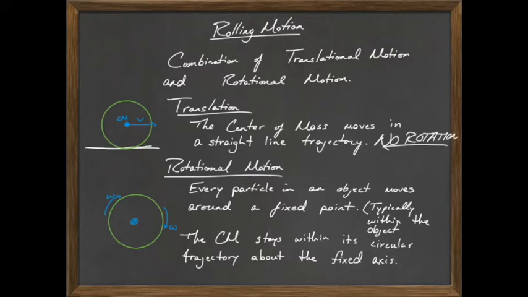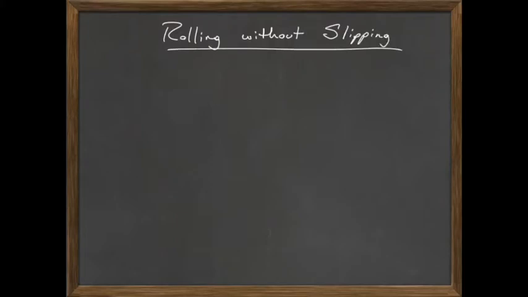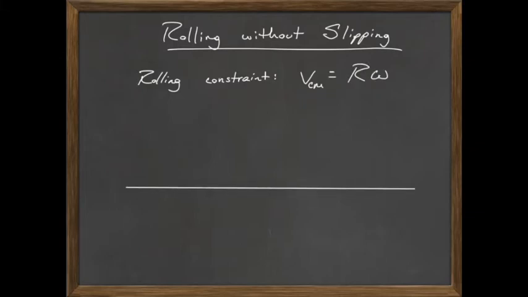Okay, so let's look at what I mean by combining these concepts of translational and rotational motion. The first thing we need to understand is there's a very big constraint when we say that something is rolling without slipping. The rolling constraint, which you already know, is that the velocity of the center of mass is equal to the radius of the object times its angular speed. And that's only valid if there's no slipping.